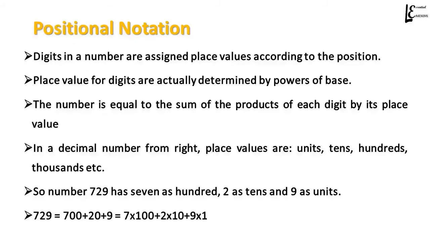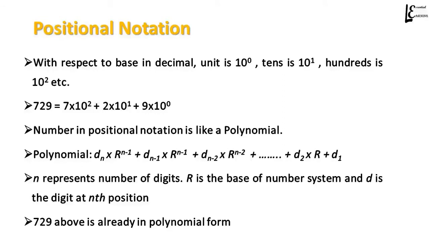In positional notation of numbers, digits in a number are assigned place values according to their position. Place values for digits are actually determined by powers of the base. The number is equal to the sum of products of each digit by its place value. In a decimal number from the right, place values are units, tens, hundreds, thousands, etc. So the number 729 has 7 as hundreds, 2 as tens, and 9 as units. With respect to base in decimal, unit is 10 power 0, 10 is 10 power 1, 100 is 10 power 2, 1000 is 10 power 3, etc.